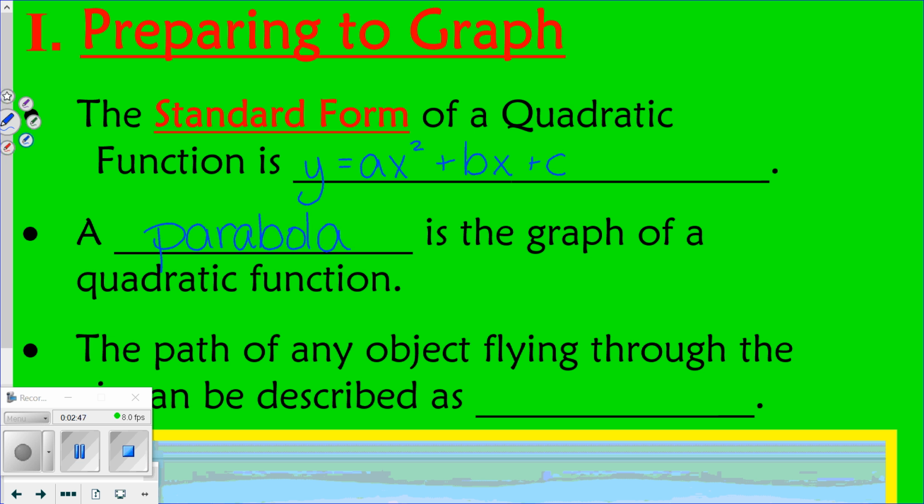Please don't pronounce it wrong. I know it's how you spell it, but it's pronounced differently. A parabola is the graph, and you're right, that is the U shape. Yeah, they're both parabolas. They're both x squared graphs.